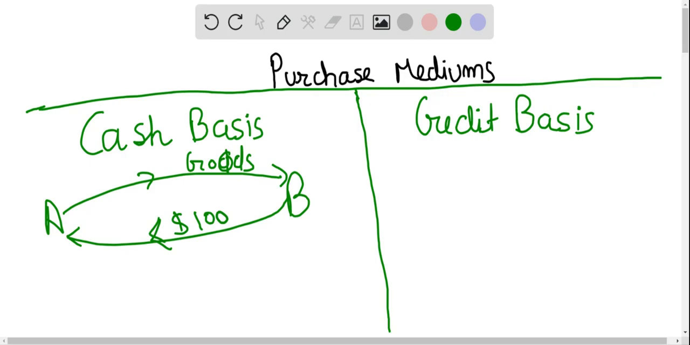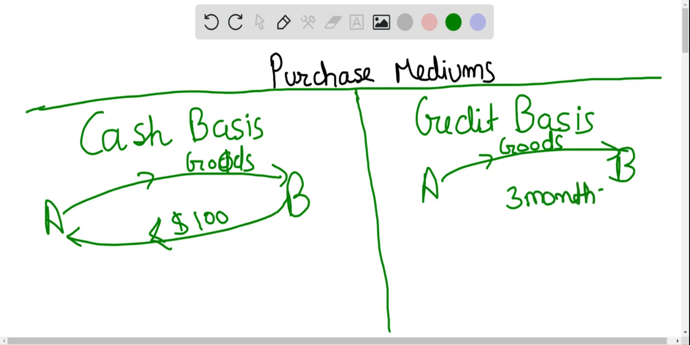However, in case of credit basis transaction, what happens? A will deliver the goods. Okay, that is very obvious because otherwise the transaction will not be considered to have happened. But B will pay Mr. A at a later point in time. Let's say suppose 3 months. Okay, so it means the purchase has been made on credit.